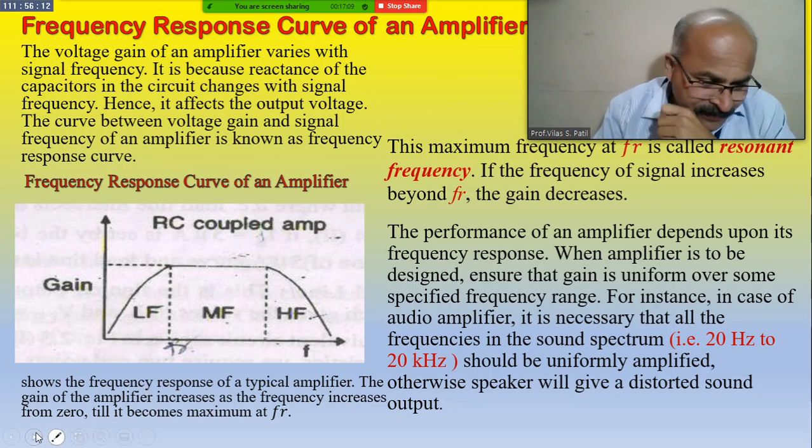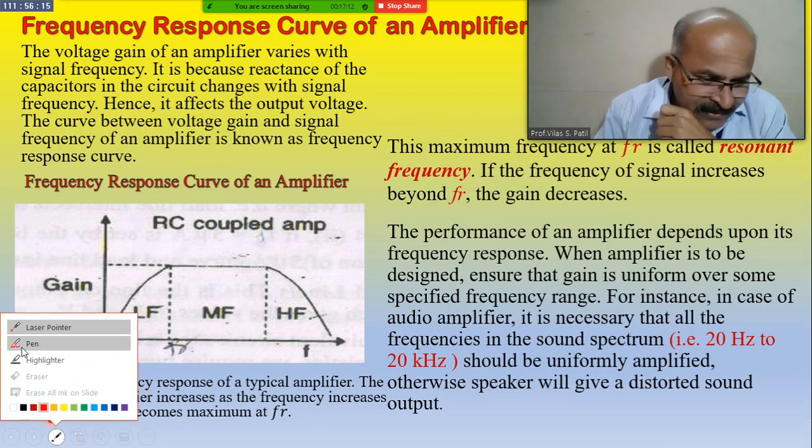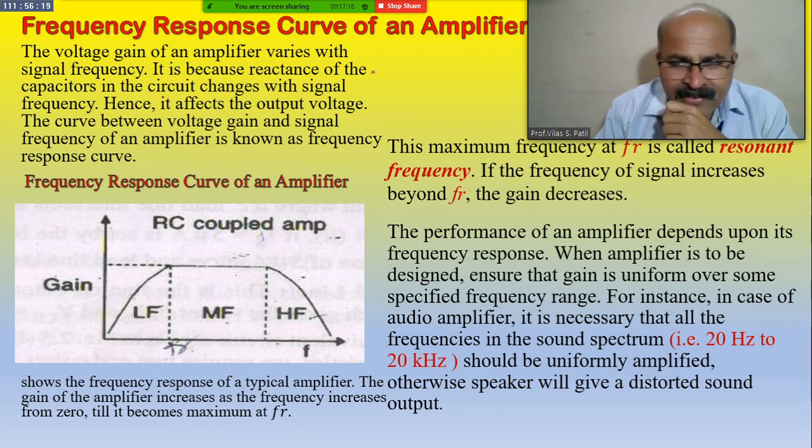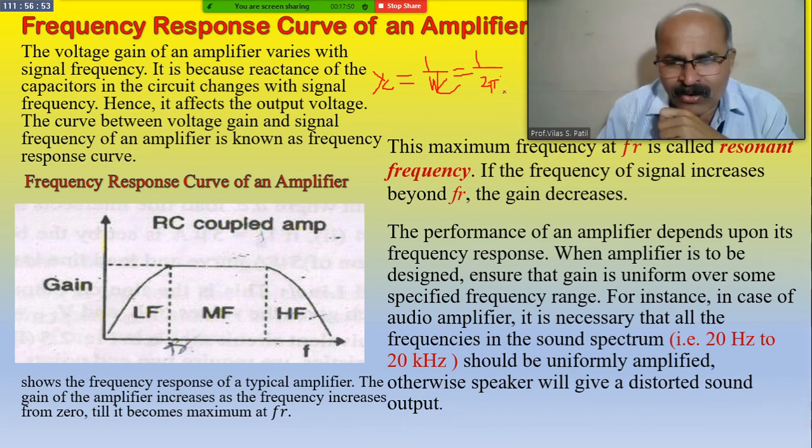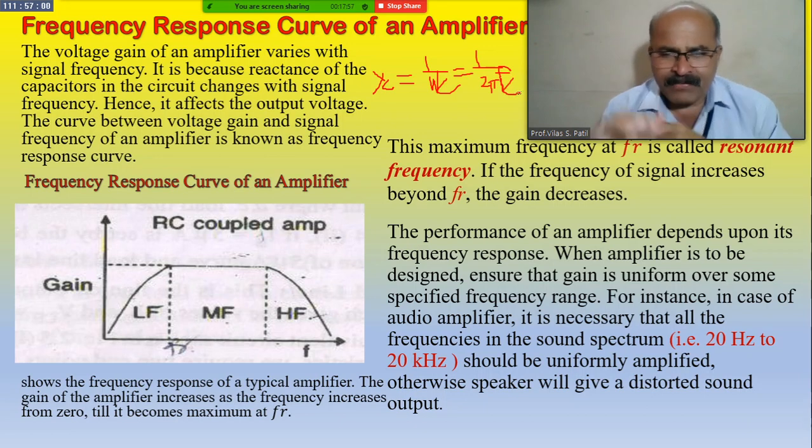Just see here, I am writing one of the equations. XC is the reactance. And what is XC? XC = 1/ωC. And what is omega, friends? ω = 2πf. I have to do this with the mouse, friends. 2πf, and next comes C.